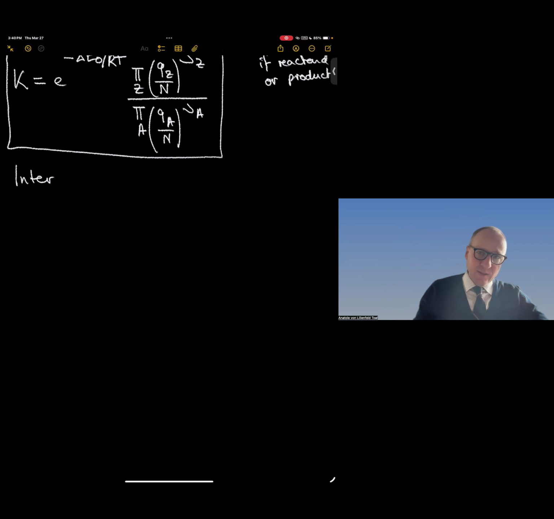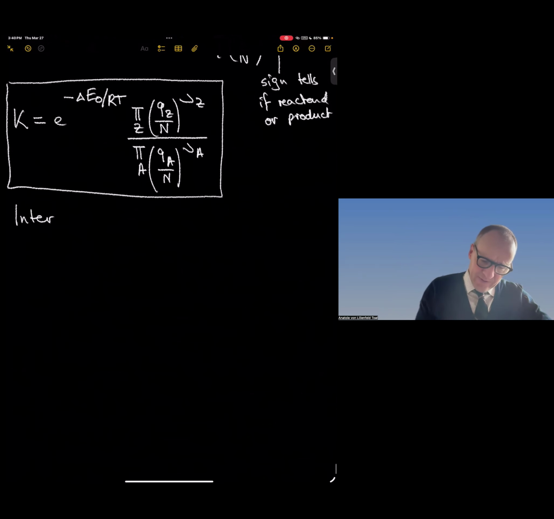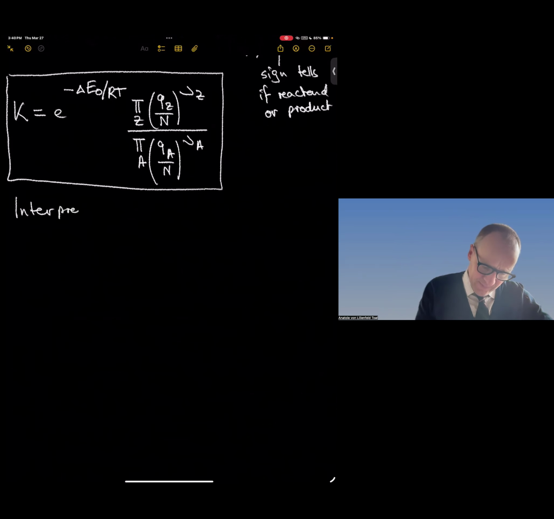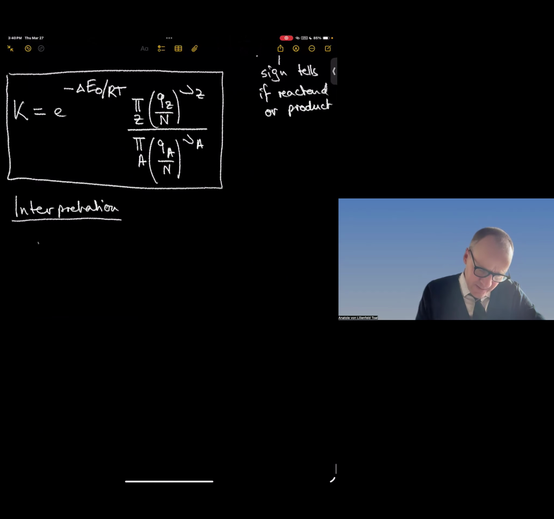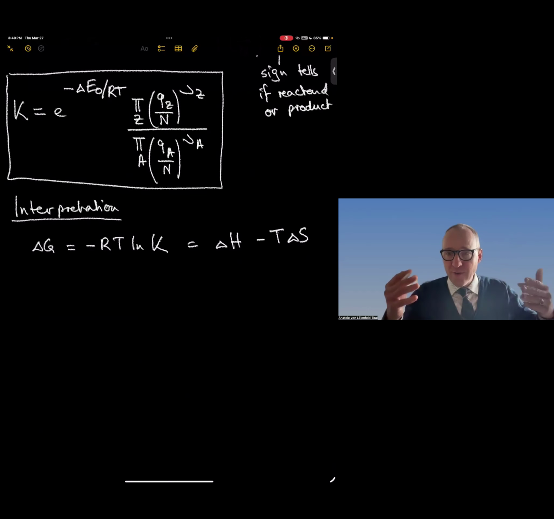Now, let's go to the interpretation of this result here. And it's fairly straightforward. So your delta G, which is minus RT logarithm K, is delta H minus T delta S, which we know already from general thermodynamics for any process.